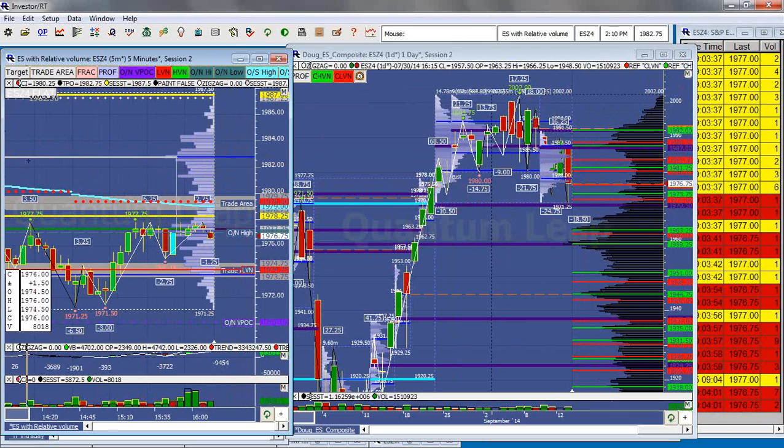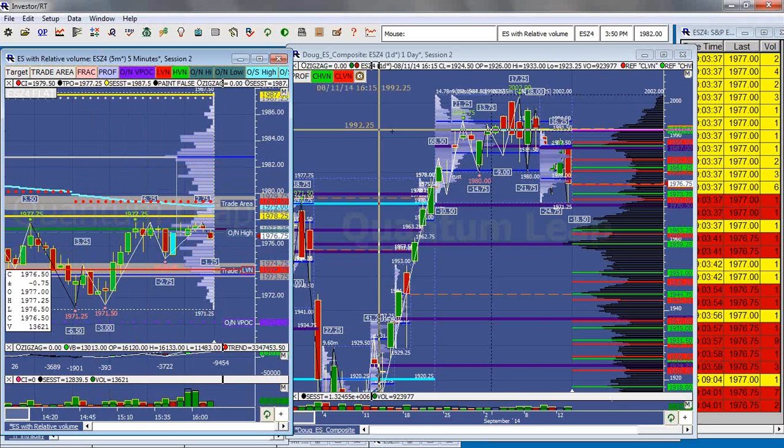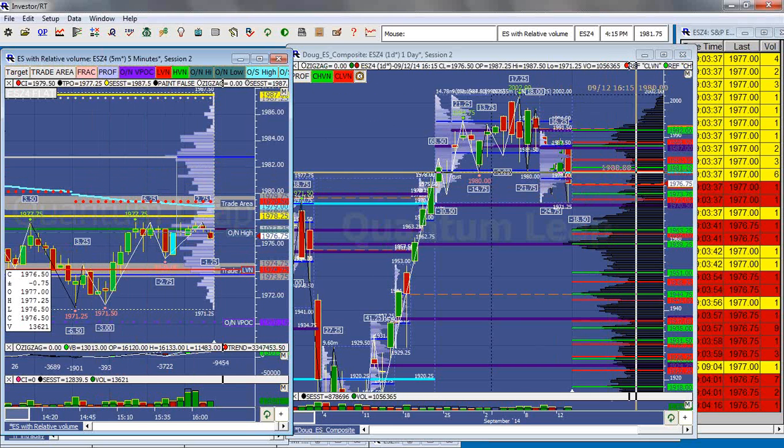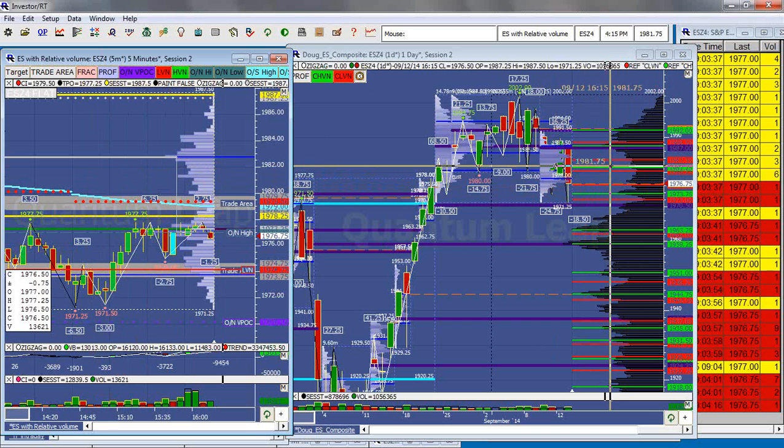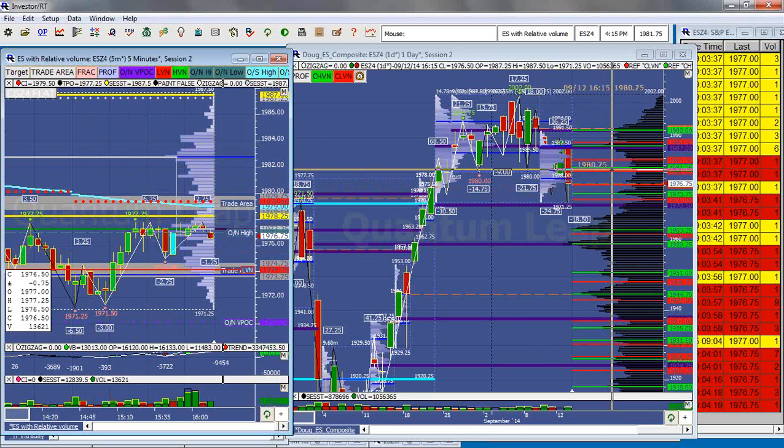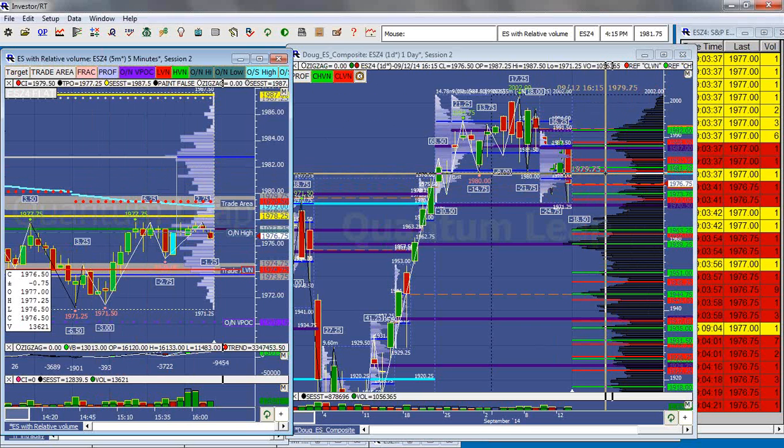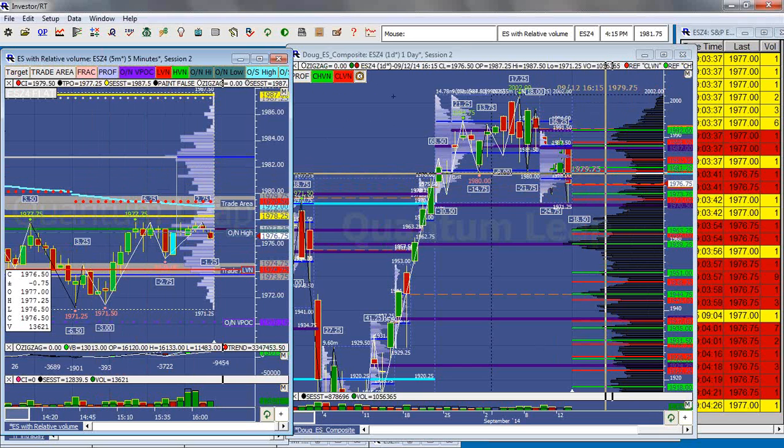You can see that this line right here represents where the VPOC was before it shifted down into the close down here at the 77 and a quarter. So that's going to take us up towards that 81 and a quarter. And remember how important that 81.75 was on the September contract.